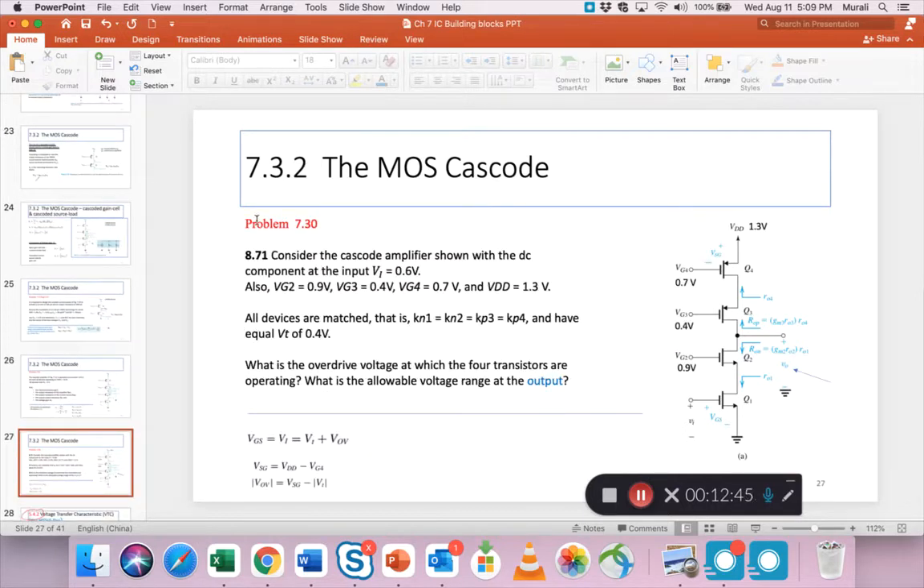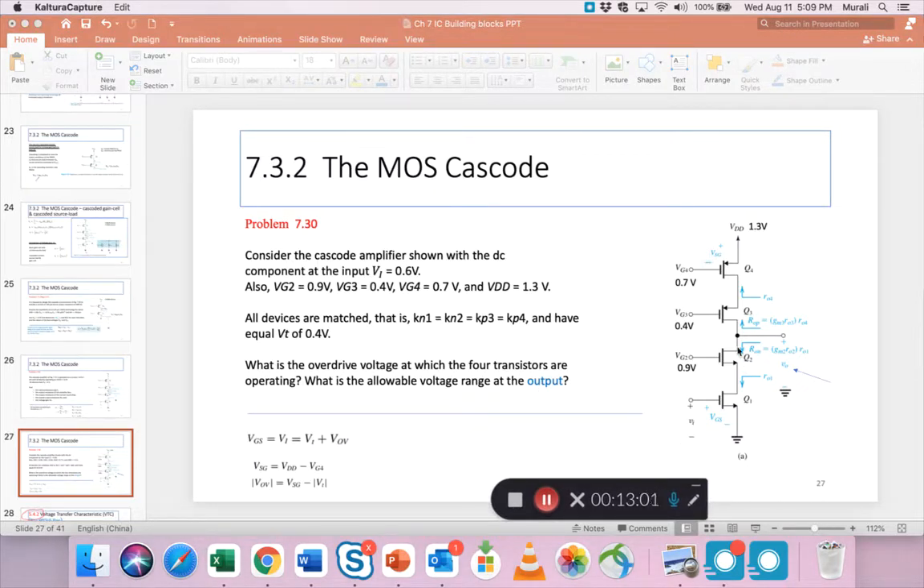All right, I'm going to move to the next problem, and this is problem 7.30. Here also we have the 4 transistor full cascode, both the gain cell and the source load current device cascoded. Now here VI is given to be 0.6 volts. The DC component at the input, meaning the bias voltage, capital VI, is 0.6.